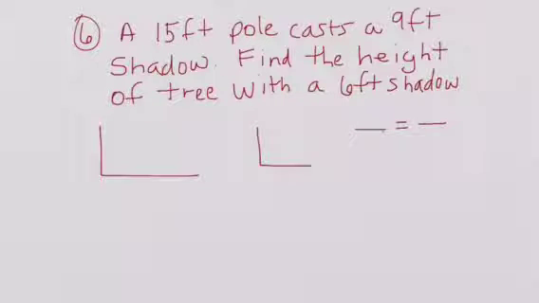Now you're going to go ahead and set up your drawings for this. A 15-foot pole casts a 9-foot shadow. So this pole is 15 feet and the shadow is 9. Find the height of the tree. So we don't know how tall the tree is. And it casts a shadow of 6 feet. Now remember, all we're going to do is use corresponding parts, and we're going to set up our proportion. Remember prayer partner, so the smaller one's going to go on top.